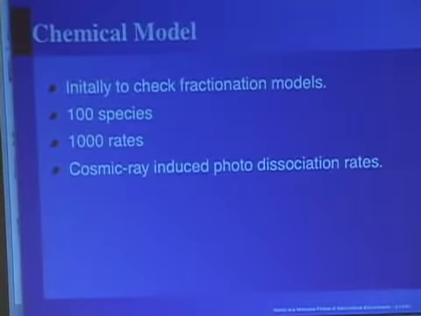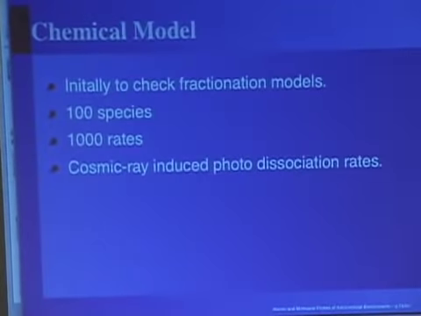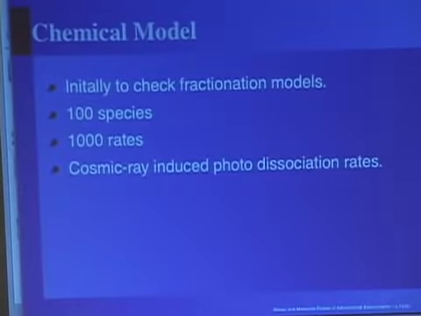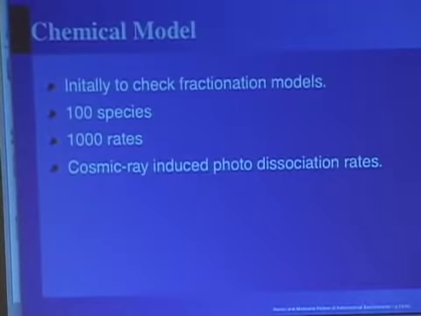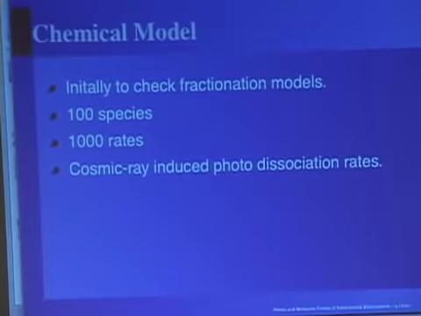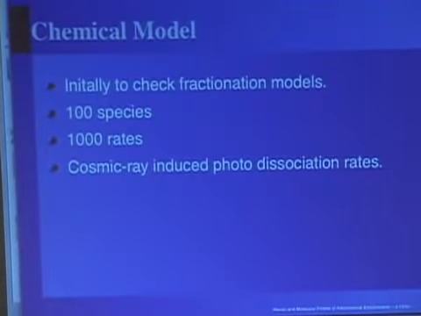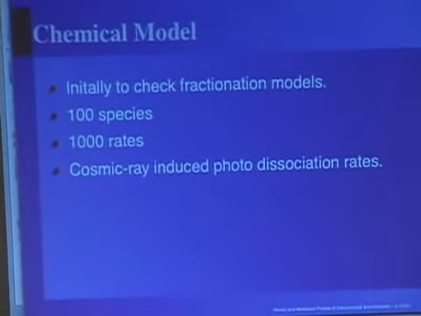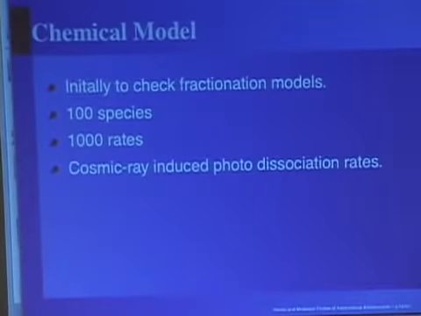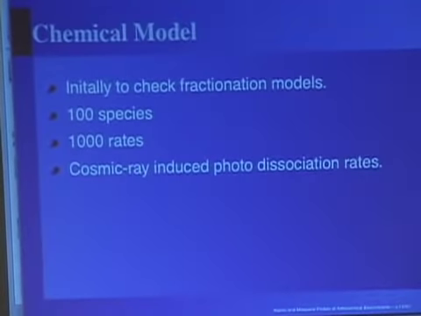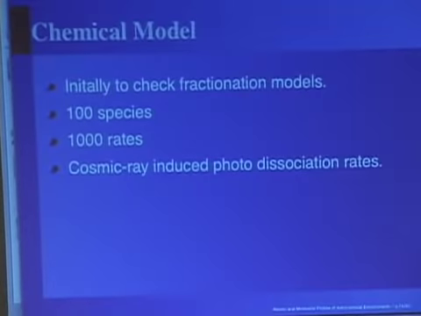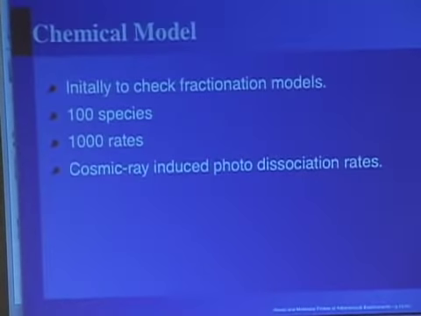In order to check these hand calculations, I actually started putting together a chemical model, which eventually grew to 100 species and 1,000 rates. And we analyzed a lot of stuff with this chemical model, but I really want to pick simple and closed small probes of it. In particular, one of the things we added to this chemical model, which Aveen mentioned, is the cosmic ray photodissociation rate, which was done with Emil Sternberg.